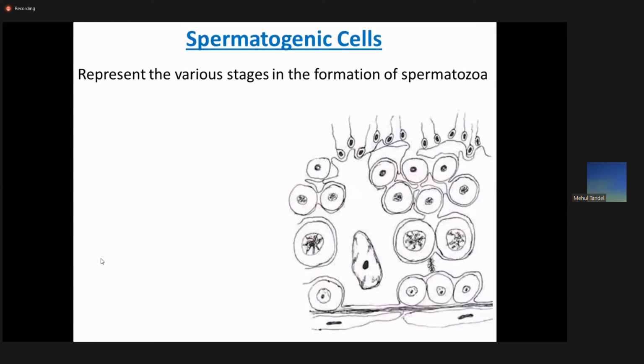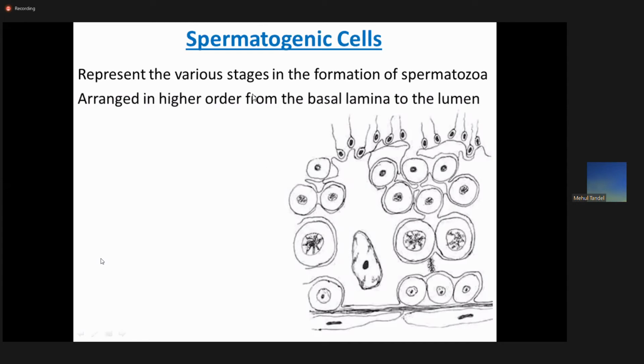Okay, now let's see first spermatogenic cells or germ cells. They are various stages in the formation of spermatozoa. And what is the arrangement of these cells? They are arranged in higher order from the basal lamina to the lumen.